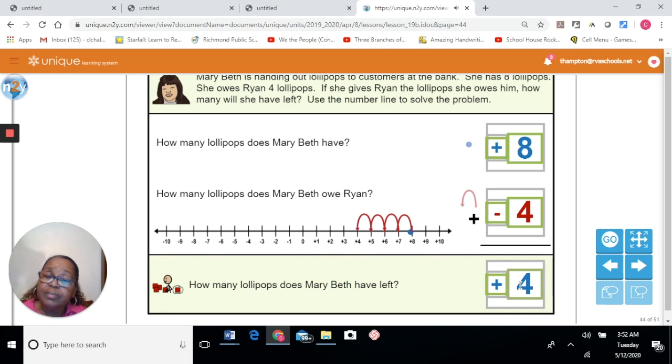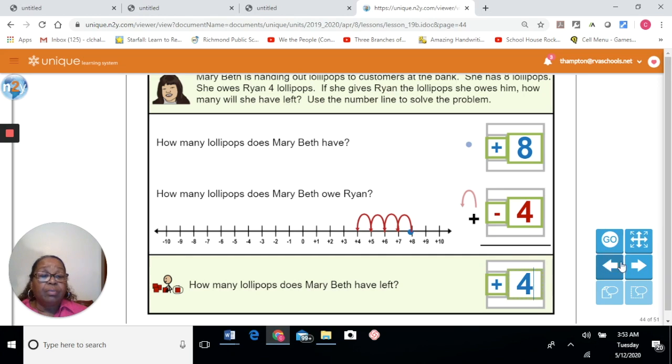See how that works? It's a different concept, isn't it? Adding positive and negative numbers. You've just got to figure out which way you are going. If you're going to add a positive number, you're going to move to the right. If you're going to add a negative number, you're going to move to the left. Always start with your first number on your number line, find your point, and then move in the direction that the next number tells you.